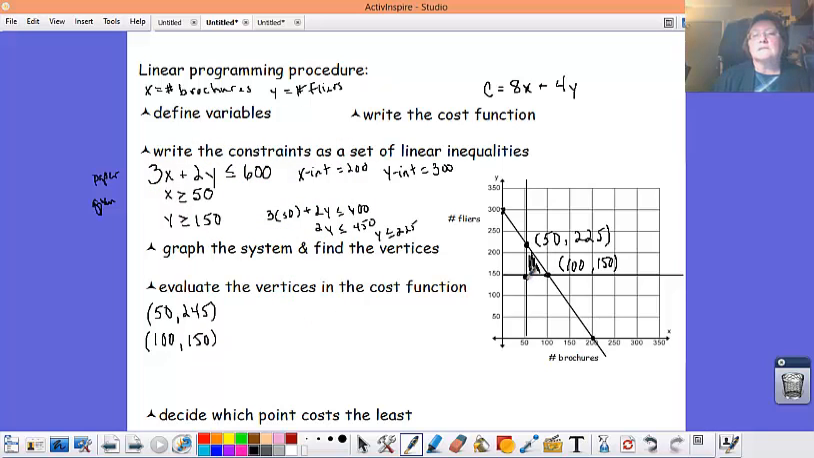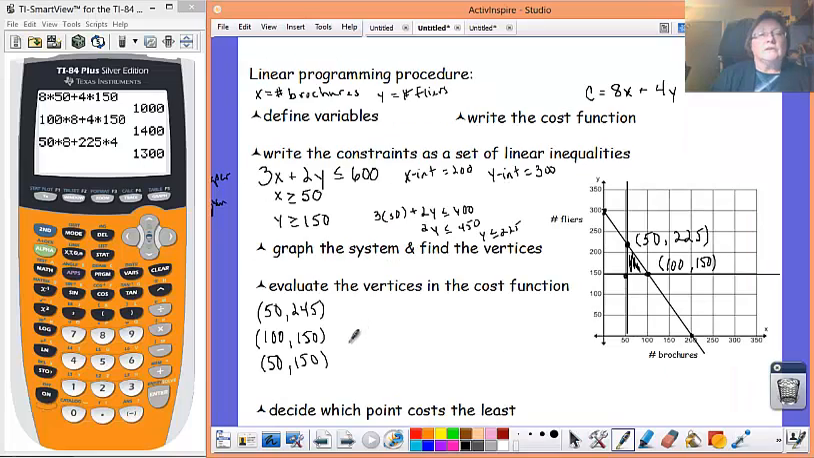And the last point is the easiest to get. It's on both the horizontal and vertical line. So that's at 50 and 150. And our job, according to this problem, was to minimize the cost function. You take a quick look at my calc, and you can see that I've done those calculations for us.